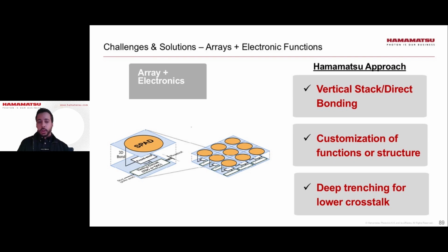So how are we approaching array and electronics design? We understand that sensor technology is really important, as well as the electronics design. I mentioned the vertical stacking and direct bonding types, but also customization of those sensor structures and the functions that you're building into the ASICs. And I mentioned crosstalk as well, but it does relate to the design of the arrays too.